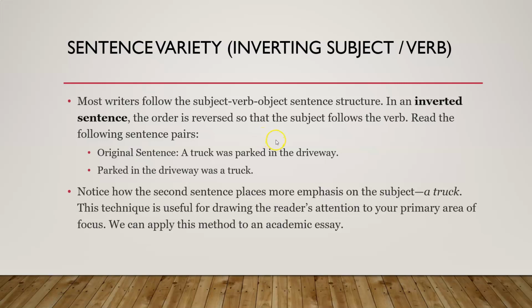Now, notice what happens when we invert the subject and verb. Parked in the driveway was a truck. Essentially, the sentence means the same thing, but again, it's unique, it's different, but also there is more emphasis on the truck, right? Parked in the driveway was a truck, whereas this one, a truck was parked in the driveway, it seems like the emphasis is more on the driveway, right? This technique is useful for drawing the reader's attention to your primary area of focus, and we can apply this method to an academic essay.